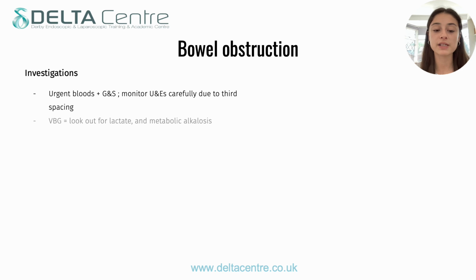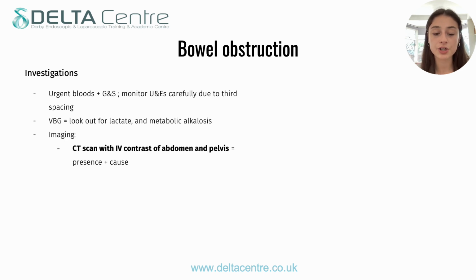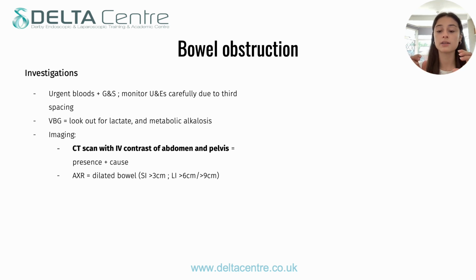And what investigations would you want to carry out for bowel obstruction? You want to do urgent bloods, like we mentioned before, so FBCs, CRPs. You want to do a group and save, and you really want to monitor the U&Es, because there's a thing that can occur called third spacing in bowel obstruction, which is when the back pressure behind the obstruction will cause fluids to shift between the intestine and the outside. So you can have fluid shifting, and that will really change the electrolyte concentration. So you really want to look at the U&Es.